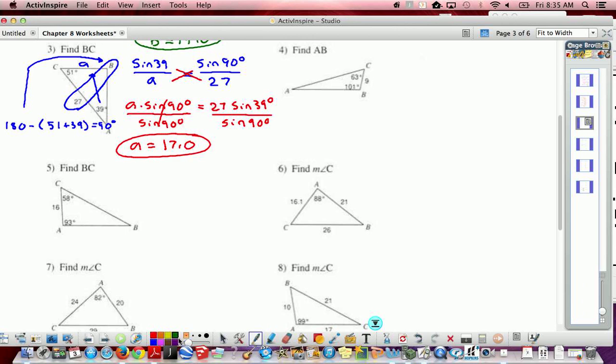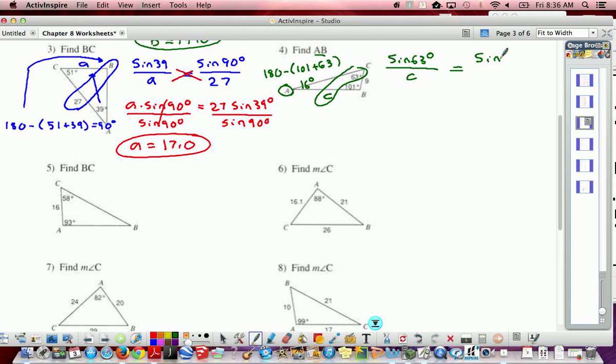All right, number 4. We're continuing kind of the same process. I am looking for side AB. So AB down here is across from little c, or angle C. So I can go ahead and start by saying, all right, sine of 63 over little c is equal to, well, I don't have angle A. So just like I was doing before, to get angle A, I have to go 180 minus 101 plus 63. So I get 164, angle A ends up being 16 degrees.